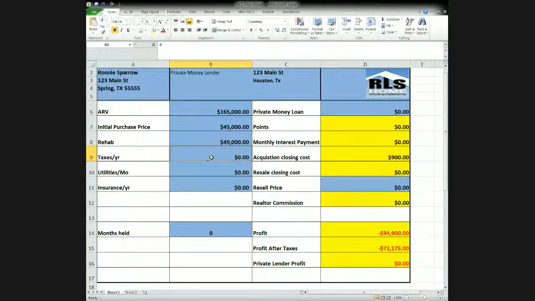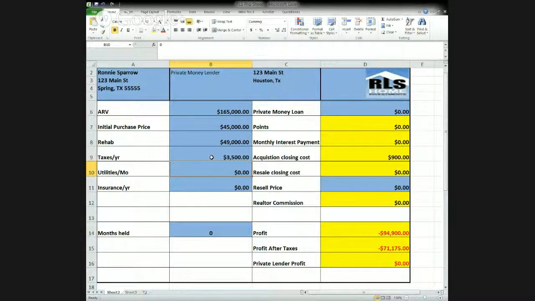So the taxes on this house, you can get that from Stewart Title. This is good to know because when you go buy it, you're going to have to pay taxes on the house for however many months you need to pay taxes on. So let's say the taxes are $3,500.